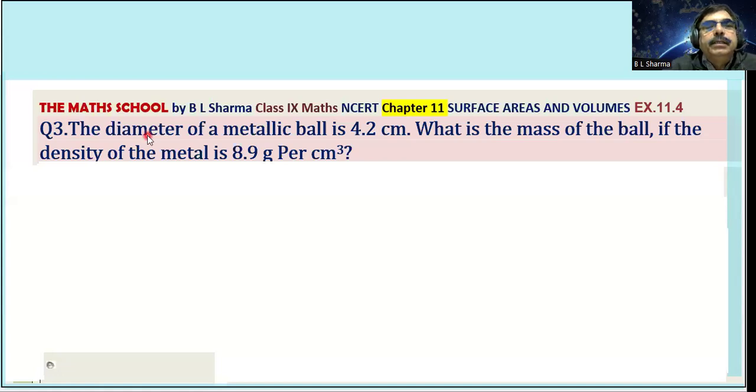The diameter of a metallic ball is 4.2 centimeter. What is the mass of the ball if the density of the metal is 8.9 gram per centimeter cube?